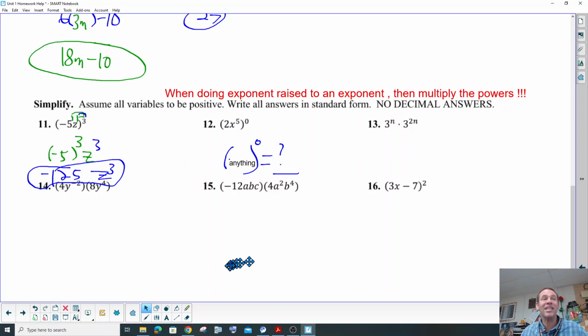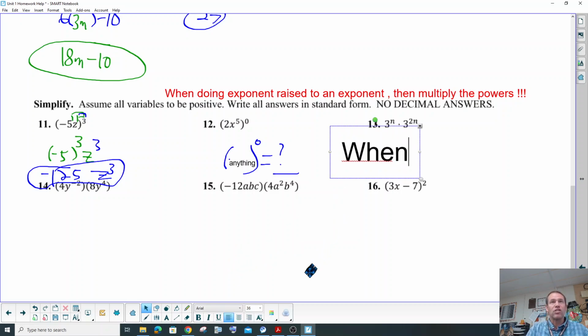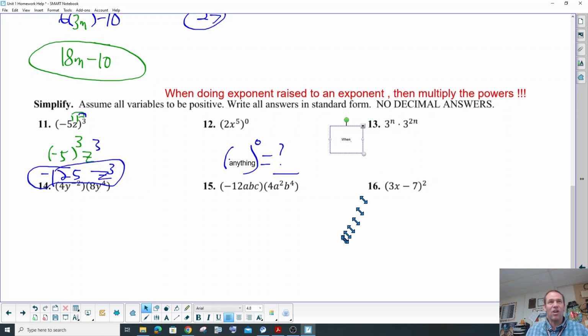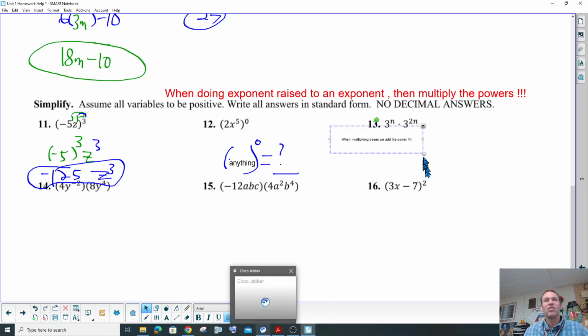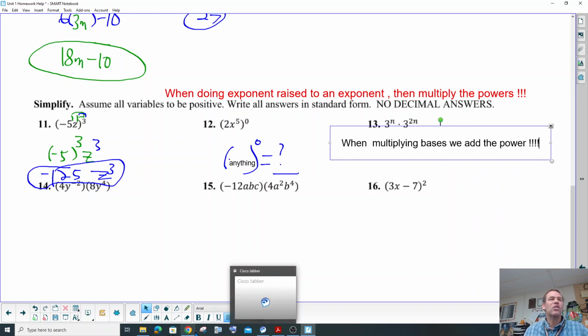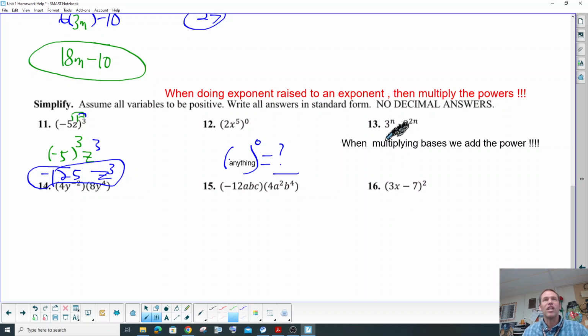So for number 13, now we're multiplying the same bases, okay? When multiplying bases, do you remember? When multiplying bases, we add the power. So when multiplying bases, we add the power. And so 3 and 3. That means we're just going to get n plus 2n. So we're going to add the powers. And so what is n plus 2n? Well, 1n plus 2n is 3n, which is our answer.